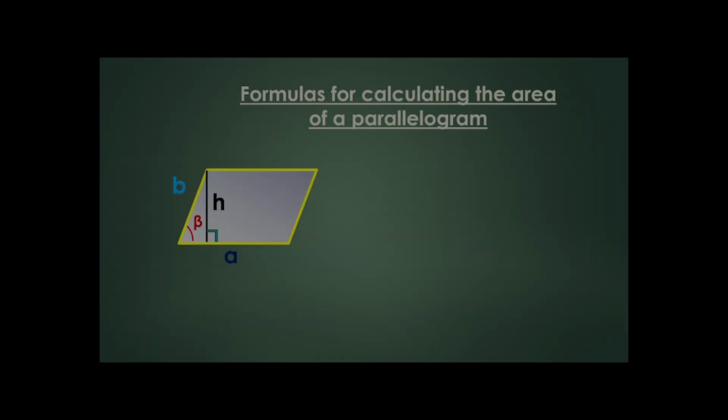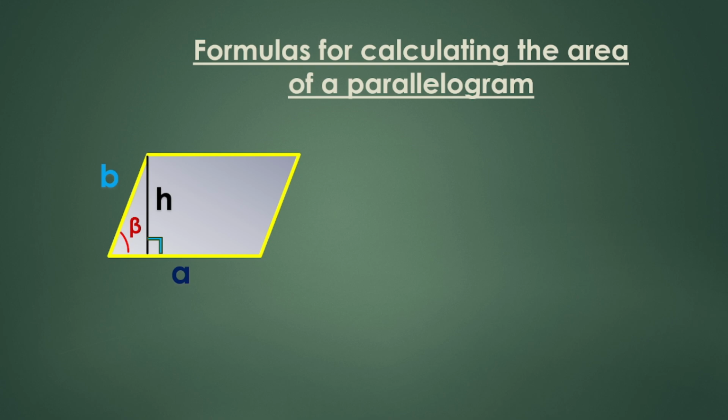Let's look at the basic formulas for calculating the area of a parallelogram. The area of a parallelogram can be calculated using two basic formulas. S equals A times H, the product of the base times the height drawn to the base, or S equals A times B times sine of beta, the product of two sides times the sine of the angle between them.